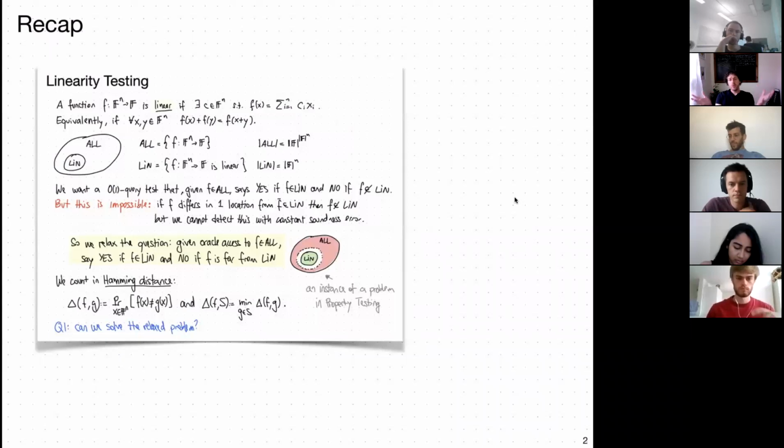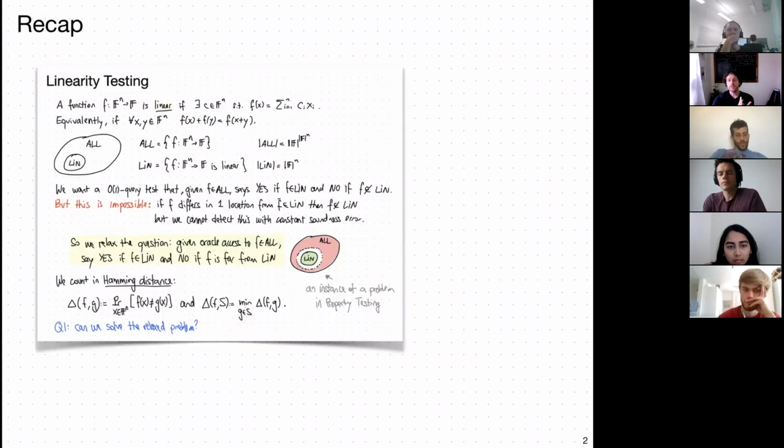We said we're getting some query access to some function, which could be any function, on n variables over a finite field, and we want to know whether this function is linear or not. And we want to do it using a very small number of queries, namely just a constant number. Maybe just probe it at 3 different places, or 7 different places, but a constant number of locations. Okay, all nice and well, but this is impossible.